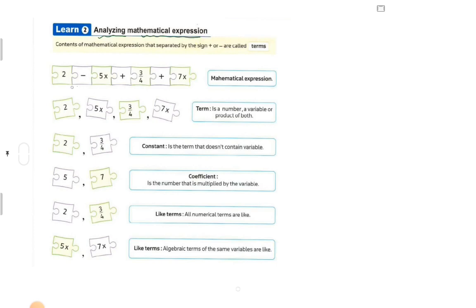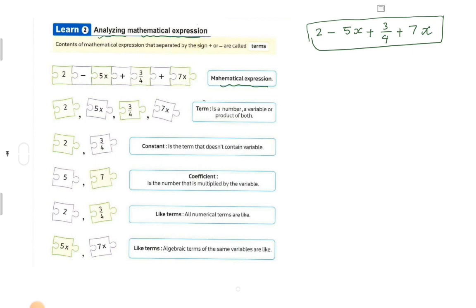Okay, here we have some mathematical expression and we will analyze it. Let's write it in a simple form: 2 minus 5x plus 3 over 4 plus 7x. We call this form a mathematical expression. Okay, first analyze.